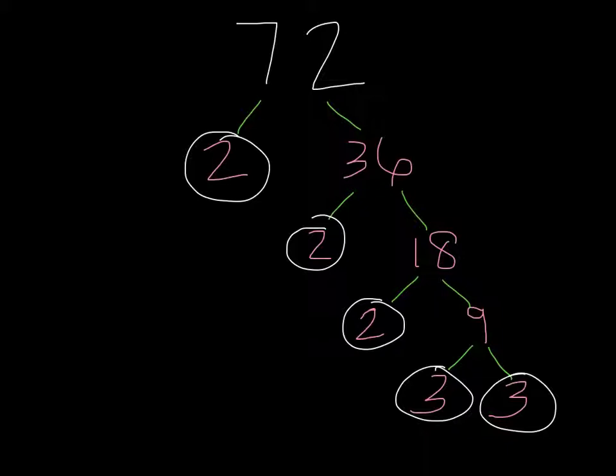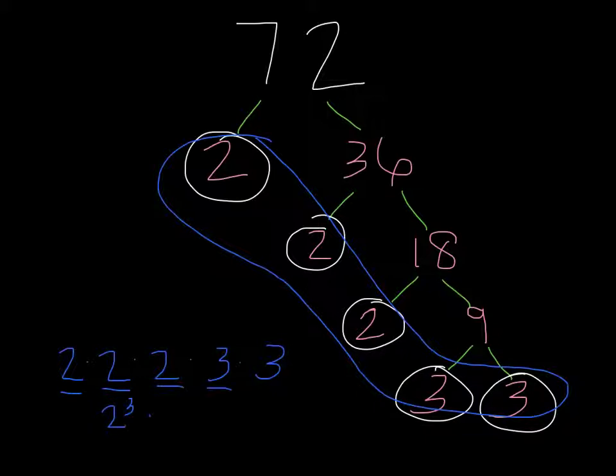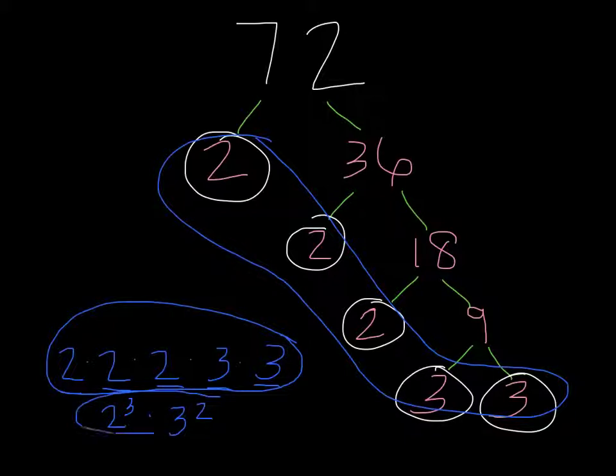So the prime factorization for 72 is 2 times 2 times 2 times 3 times 3, because I'm using all of these numbers that we circled. And that's also equal to 2 to the 3rd times 3 squared. So it's either 2 times 2 times 2 times 3 times 3, or 2 cubed and 3 squared.